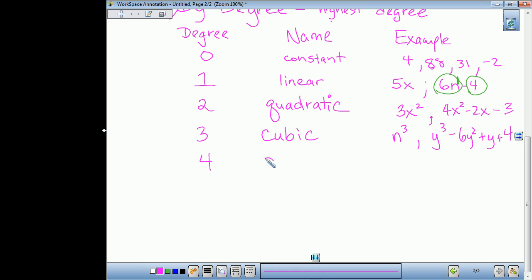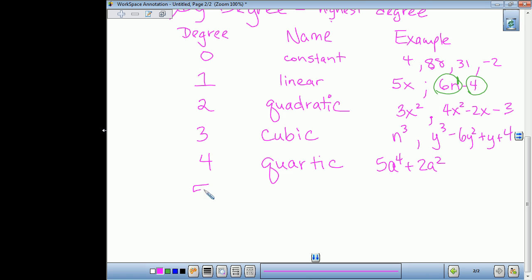Okay. A degree of 4 is called quartic. So we might have like 5a to the 4th plus 2a squared. This would be a quartic what? How many terms is this? Binomial. 1, 2. Binomial. Quartic binomial.